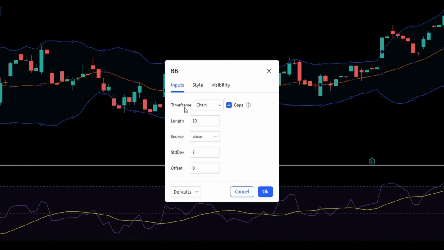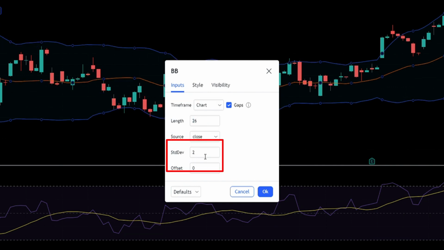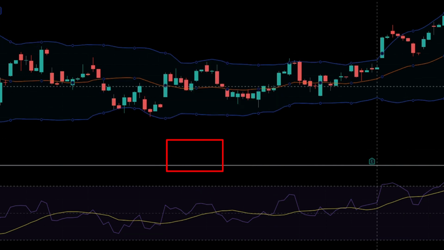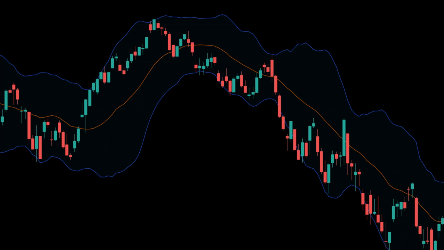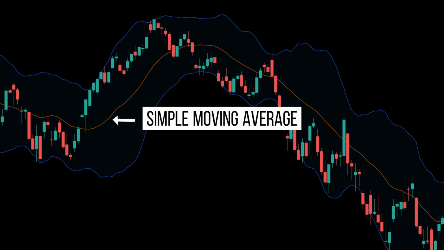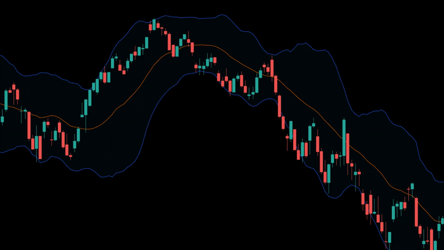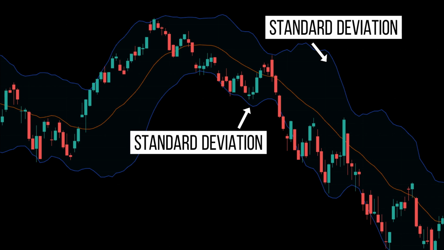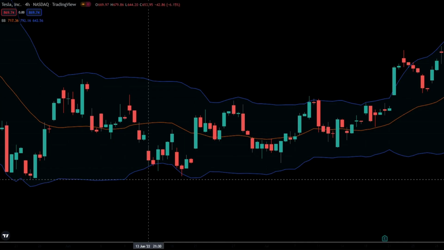First thing you want to do is go to the length section and change this value to 26. Make sure the standard deviation is set to 2. If you didn't know how Bollinger Bands work, the center line is a simple moving average, whatever amount that length is. This indicator is going back that many candlesticks and finding the average between them. The lower and upper lines are standard deviation lines. There we got the Bollinger Band set up.